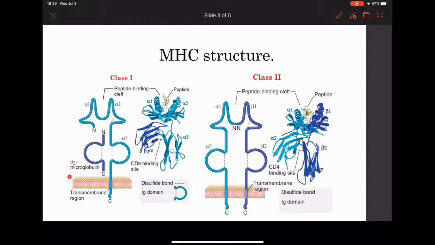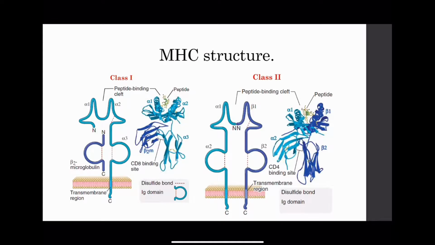What's special about beta 2 microglobulin is that it is encoded on chromosome 15. Class 2 consists of beta 1, beta 2, alpha 1, and alpha 2 chains. The antigen binding cleft in both class 1 and class 2 is where the antigen will bind, and it contains polymorphic amino acid residues, and thus it differs in different MHC molecules, and it is suitable for recognizing a wide range of antigens.